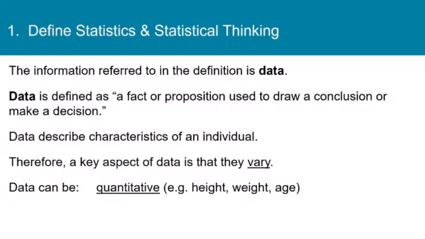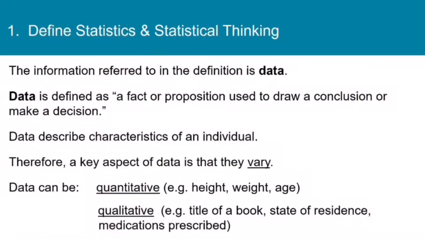Now, data can be quantitative, such as weight and height and age, or it can be qualitative, such as the title of a book or a state of residence or the medications that have been prescribed to a patient. You see the word quantity in the word quantitative, so that tells you that we're talking about something numerical. Height, weight, and age are all things that are expressed in numbers.